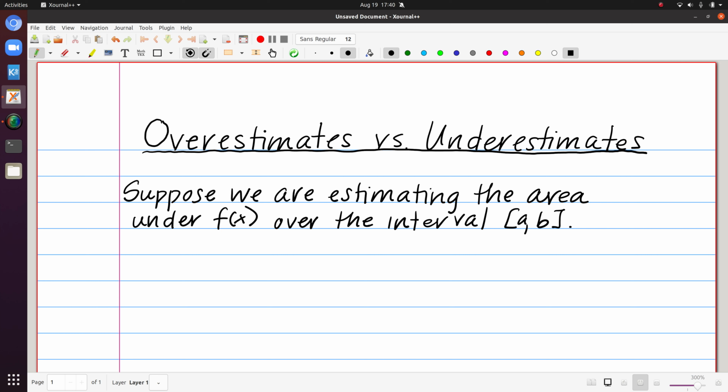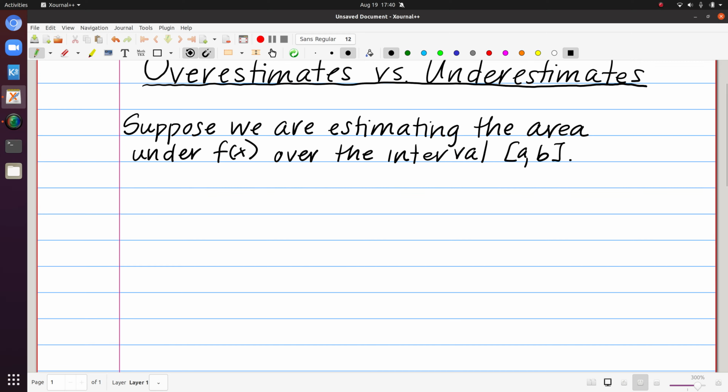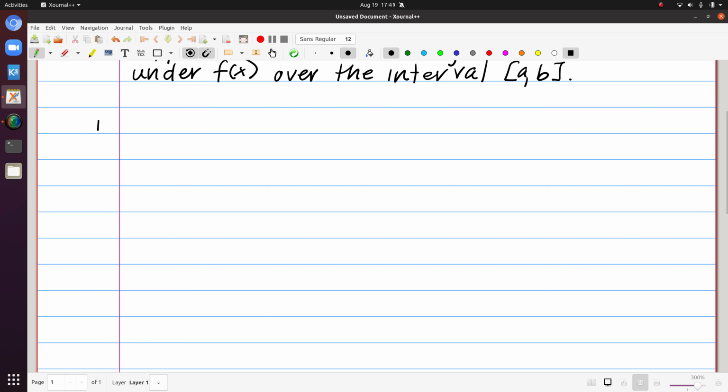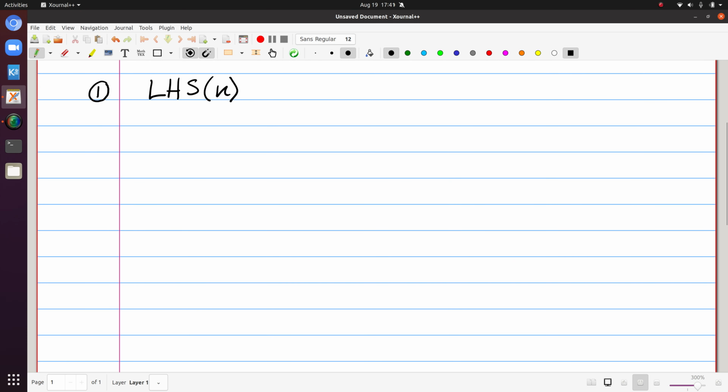So it turns out that whether or not our named Riemann sums are guaranteed to be an over or an underestimate depends on some characteristics of our function f of x. So I'm going to go through and draw some pictures here to give us a general reasoning behind why some of these statements are true as I go along. So to begin with, I want to look at the left-hand sum, and think about comparing it to the area under our function over the interval from a to b.